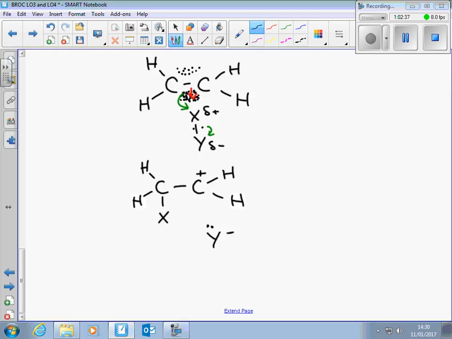We have a rather curious name for this thing up here with a positive charge. They used to call this a carbonium ion. They don't call it a carbonium ion anymore. So what do they call it?